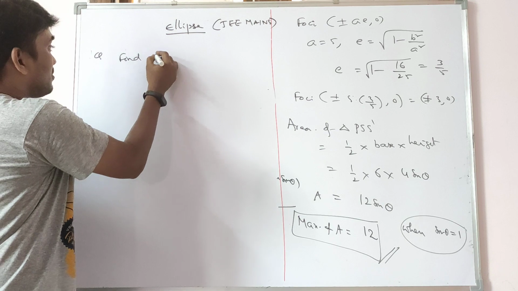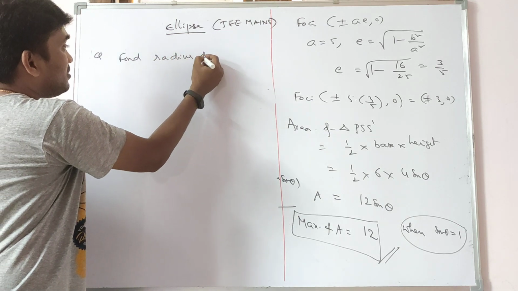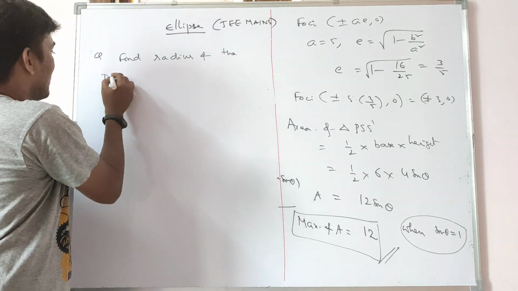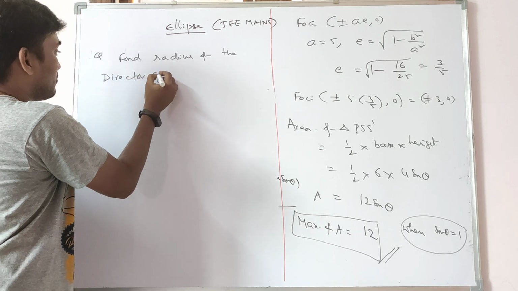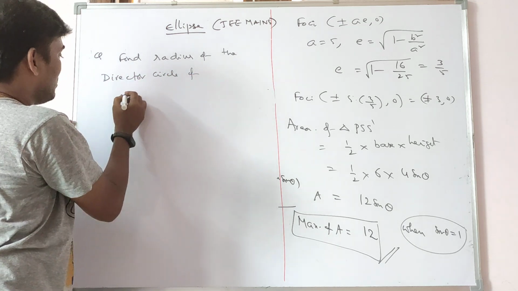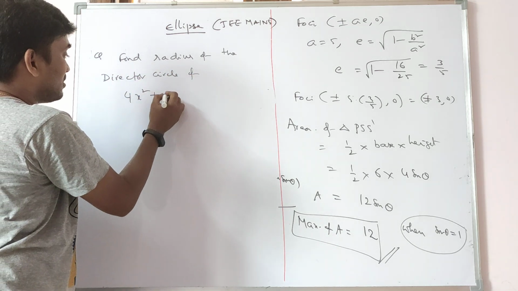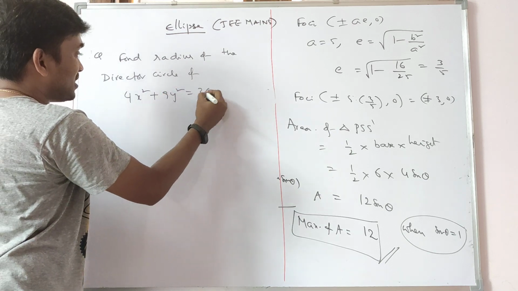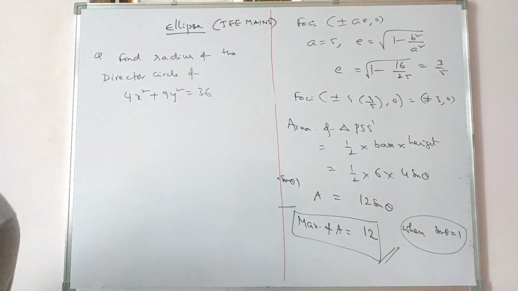Find the radius of the director circle of 4x square plus 9y square is equal to 36. This is the question.